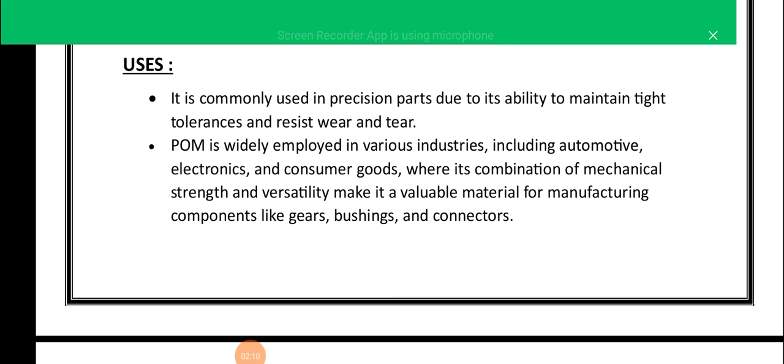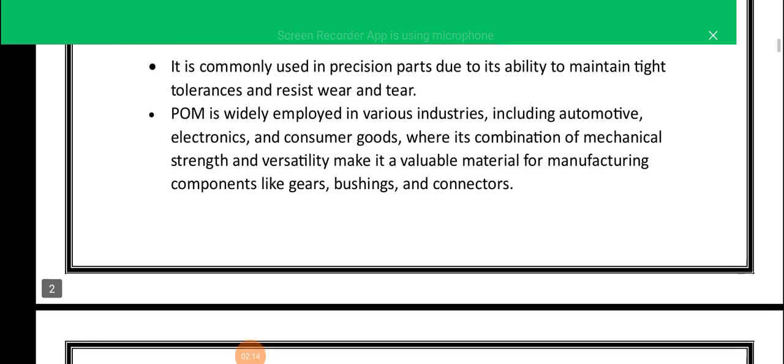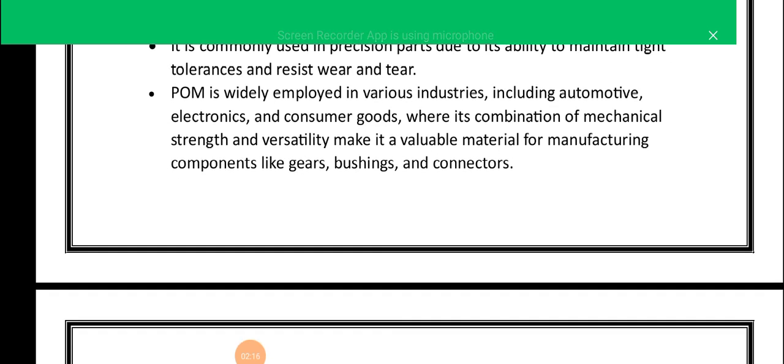Polyoxymethylene is widely employed in various industries, including automotive, electronics, and consumer goods, where its combination of mechanical strength and versatility makes it a valuable material for manufacturing components like bushings, gears, and connectors.